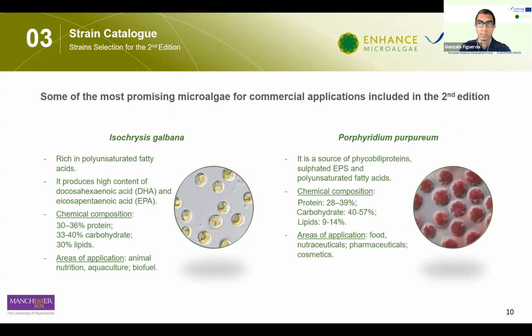Isochrysis is a marine microalgae quite interesting for the aquaculture industry due to its good nutritive characteristics, especially in relation to its polyunsaturated fatty acids, rich in omega-3 fatty acids. And in the case of Porphyridium, it presents high potential to produce long-chain polyunsaturated fatty acids and also exopolysaccharides, which are excellent feedstocks for food, nutraceuticals, and pharmaceuticals.